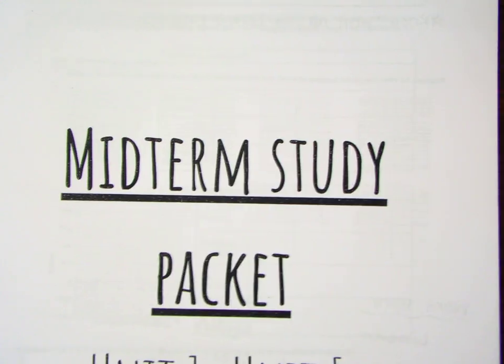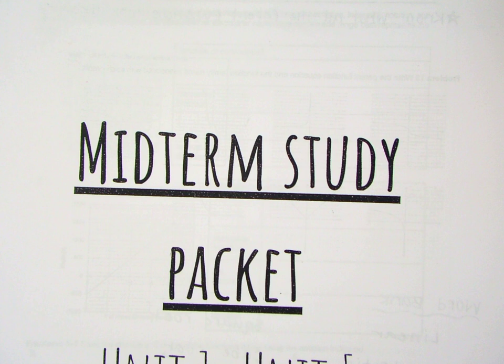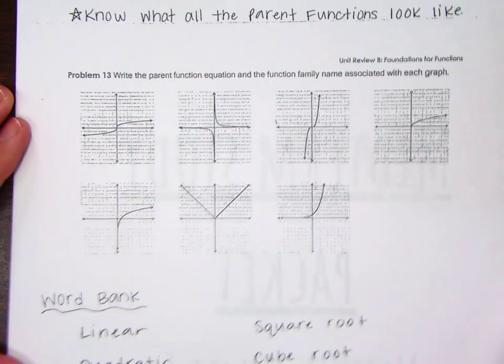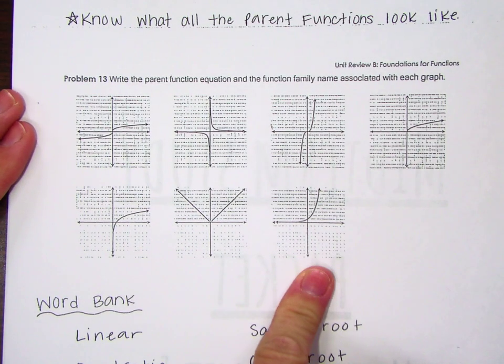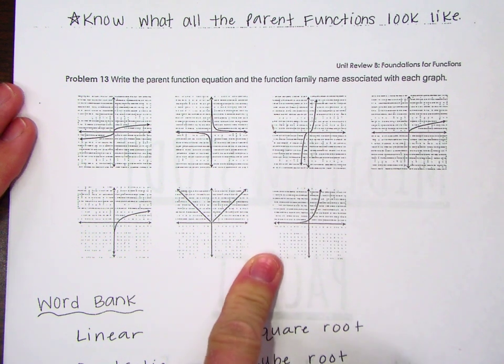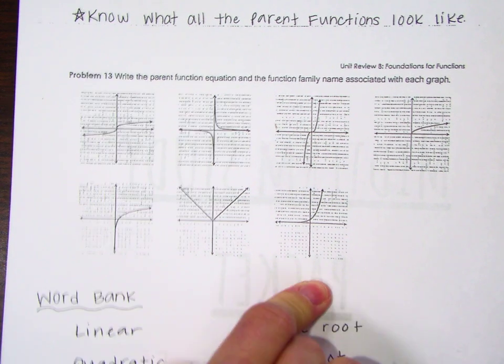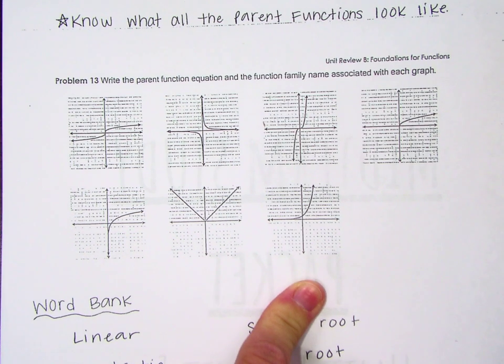All right, so we're going to start doing the midterm review. We're going to split it up in units. So today we're going to be doing unit 1. All right, on the first page, it gives some examples of the parent functions. Now they're not all on here. So what it wants you to do on this part is write the parent function equation and the function family.